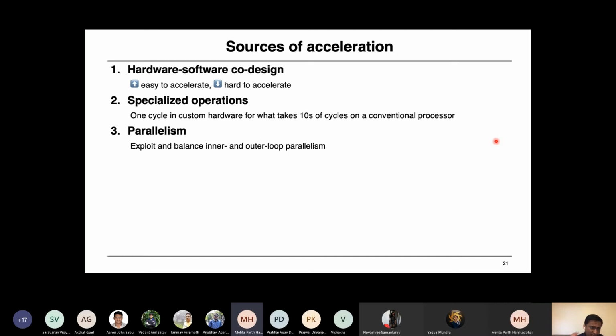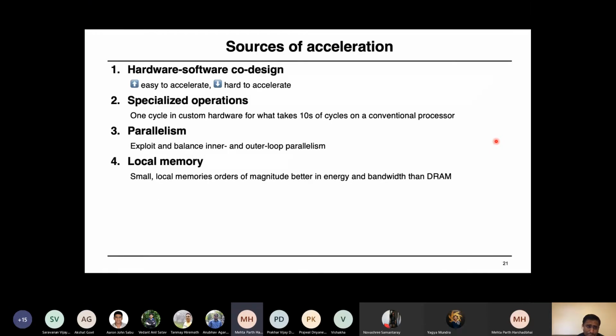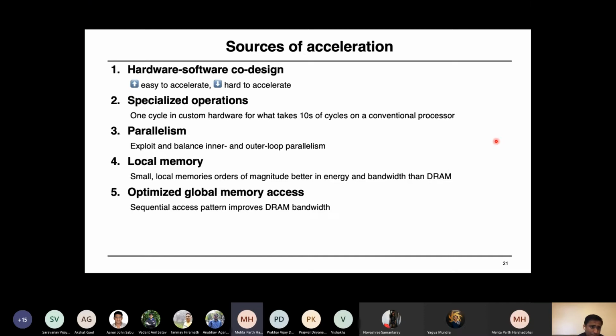We exploited parallelism. Now this might sound obvious, but there are lots of levels of parallelism that you can exploit. There could be inner loop parallelism, outer loop parallelism. And it's important to both exploit as well as balance parallelism at each level. We also use local memories. As many of you would already be aware, small local memories like caches and SRAM tend to be orders of magnitude better in both energy and bandwidth as compared to DRAM. We optimize global memory accesses, which means that DRAM favors more sequential access patterns, so we optimized our data structures to do more of that.